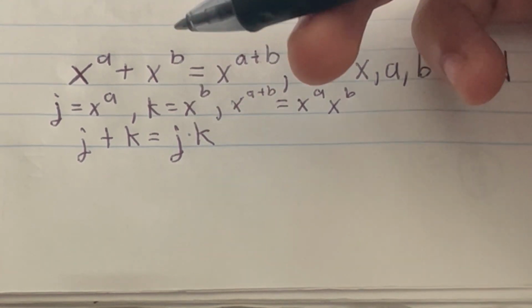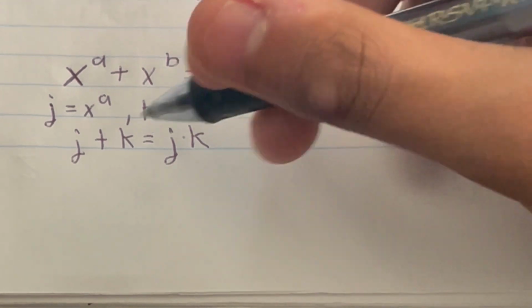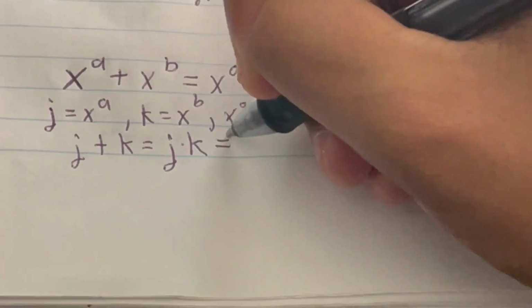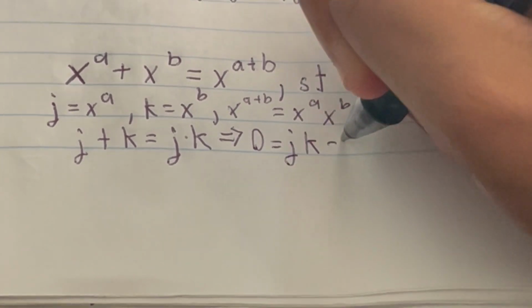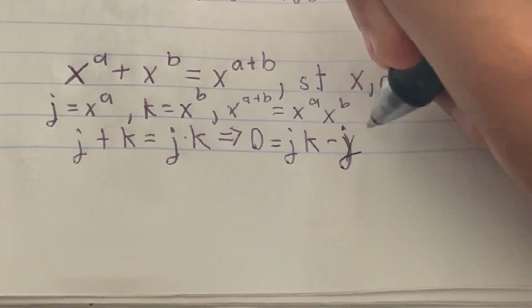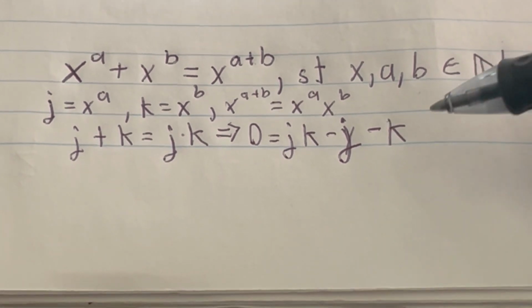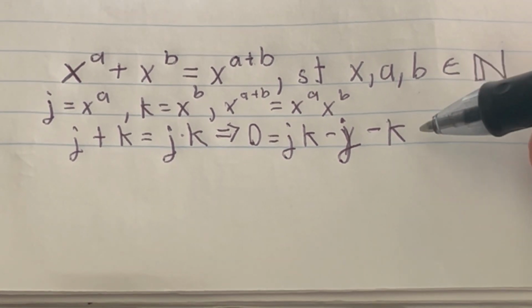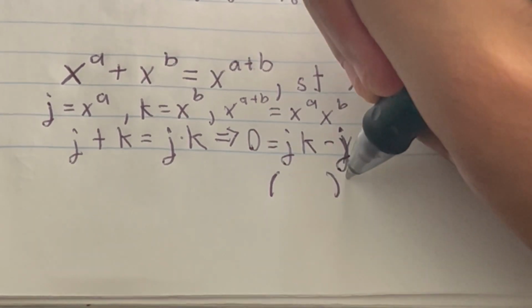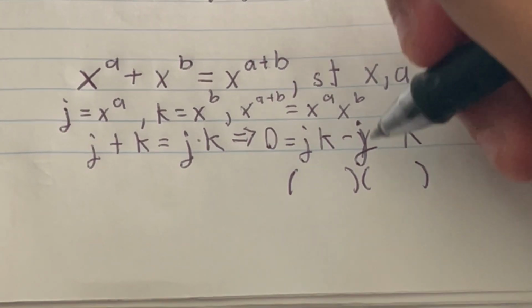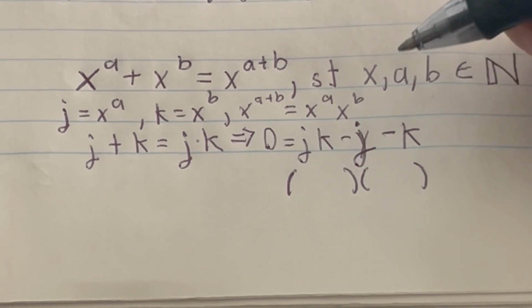And the way we can do that is by using Simon's favorite factoring trick. Now, what is that basically? Well, first, let's just put everything on one side. So let's subtract the j and the k to get 0 equals jk minus j minus k. We can factor this in a certain way that'll show us the obvious answers. And how do we do that? Well, we know that it can be factored into two terms. Let's put two sets of parentheses.